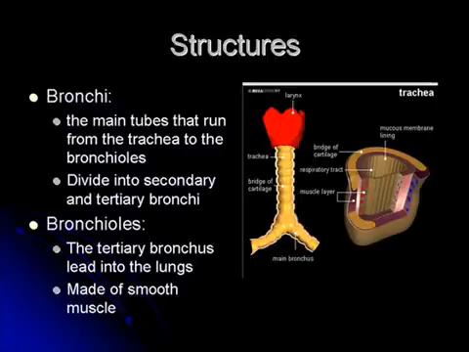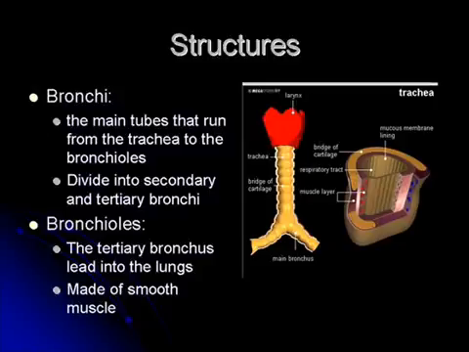Now, bronchus is the singular. The trachea leads to the bronchus, one of two. Plural, they're called bronchi. And these are the main tubes that run from the trachea into the bronchioles. Since it branches off into two bronchi, each one goes into either your right or your left lung. They continue to divide into different levels, secondary, tertiary, etc., until you get to bronchioles, right? And the bronchioles are just much smaller tubes.